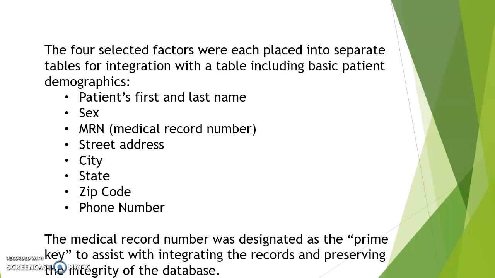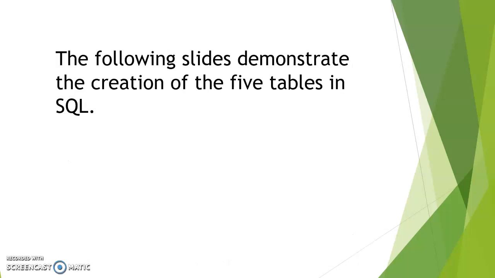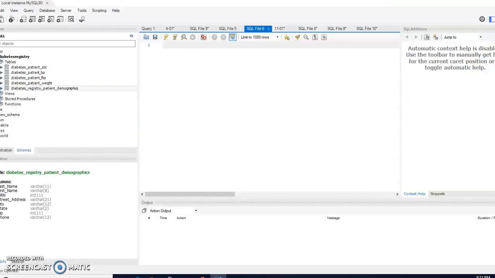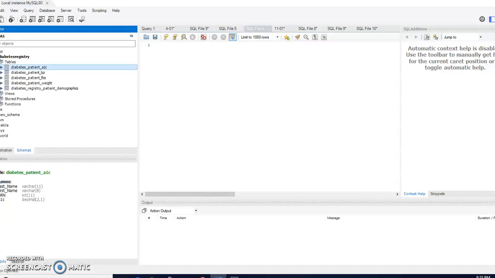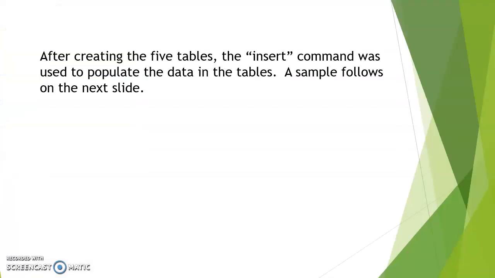The medical record number was designated as the prime key to assist with integrating the records and preserving the integrity of the database. The following slides demonstrate the creation of the 5 tables in SQL: A1C, fasting blood sugar, patient weight, and blood pressures, as well as a simple patient demographics.